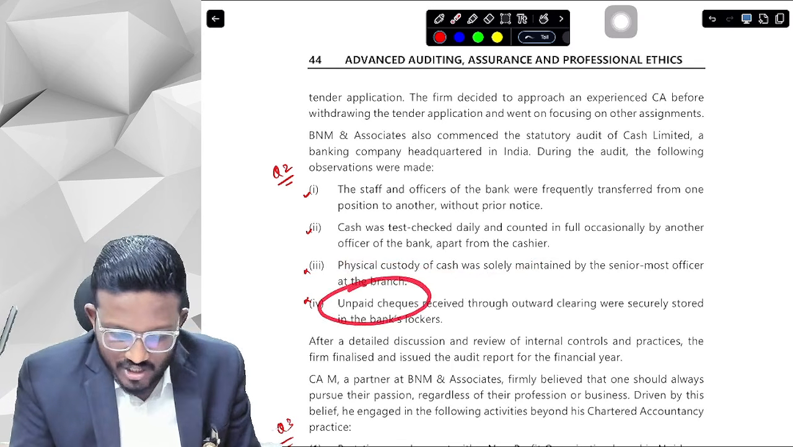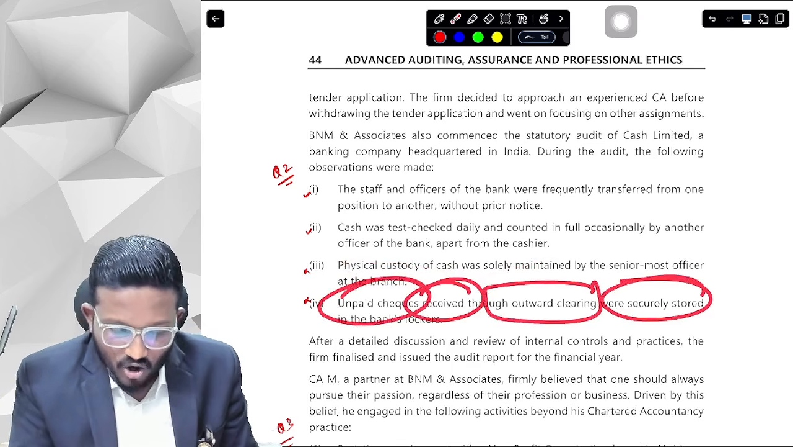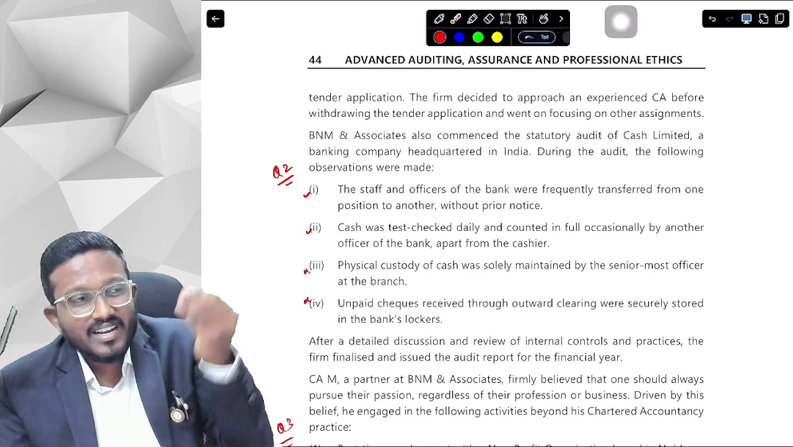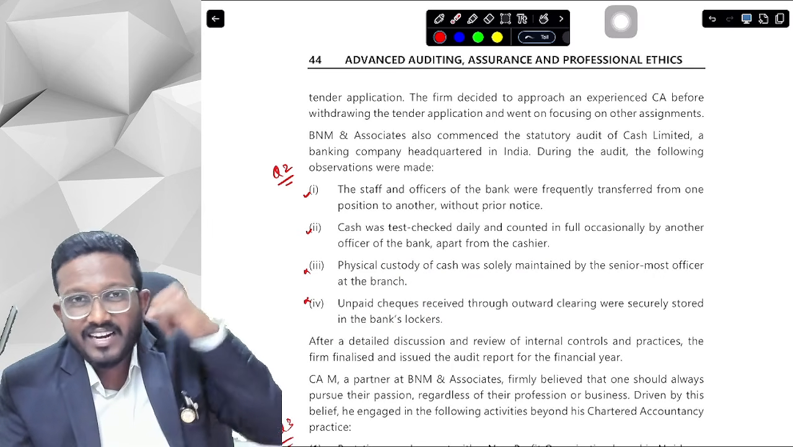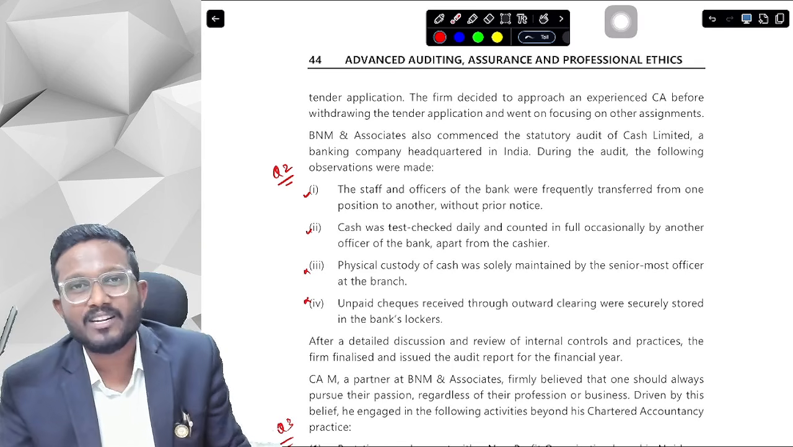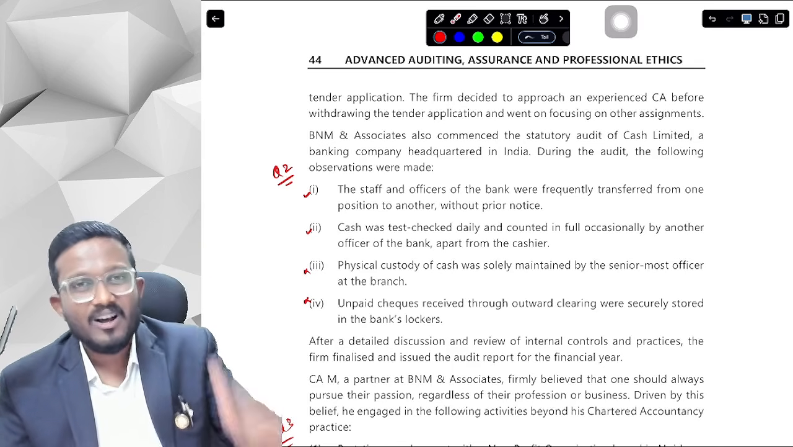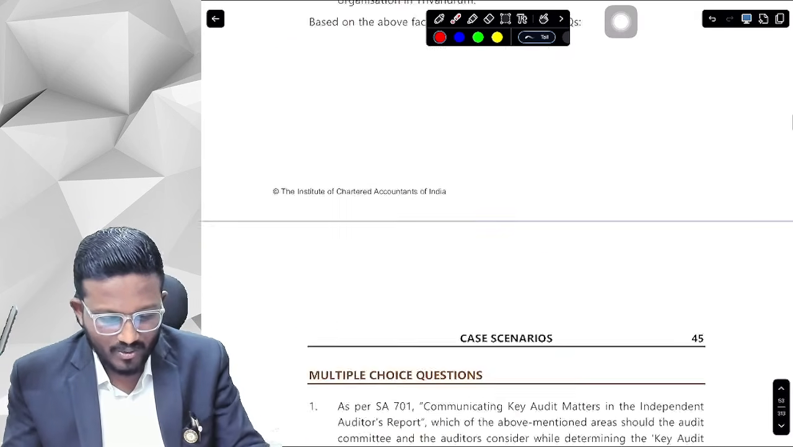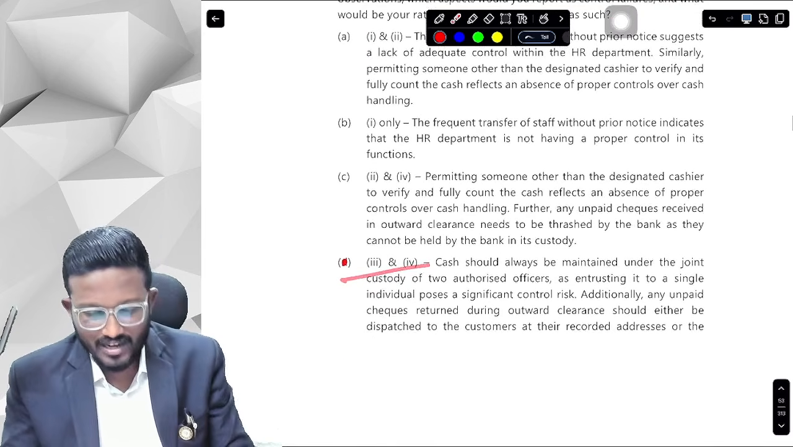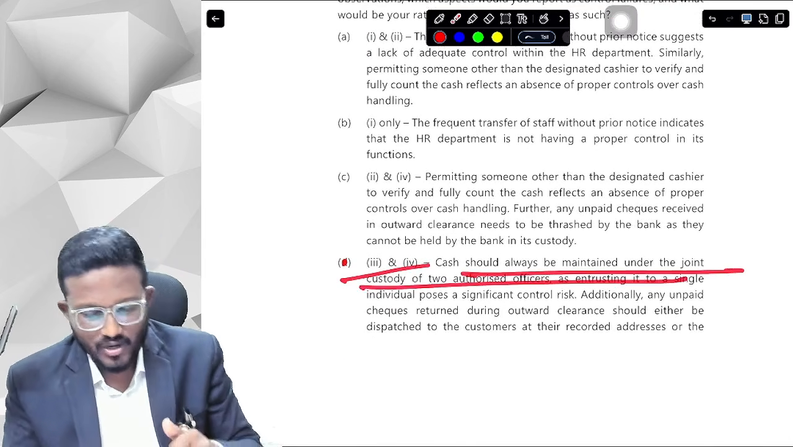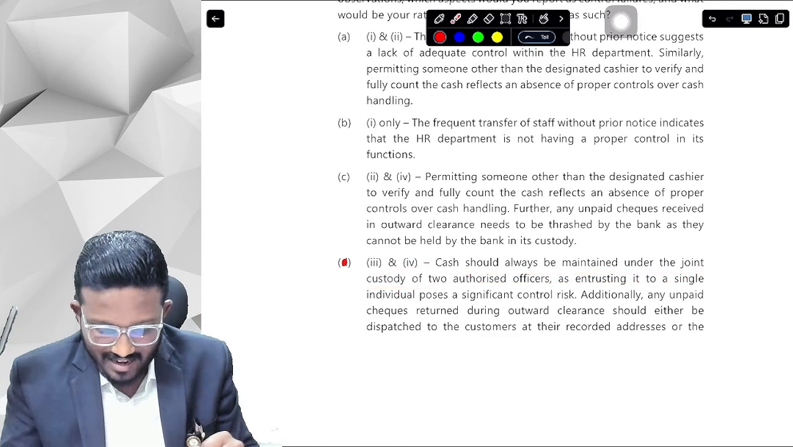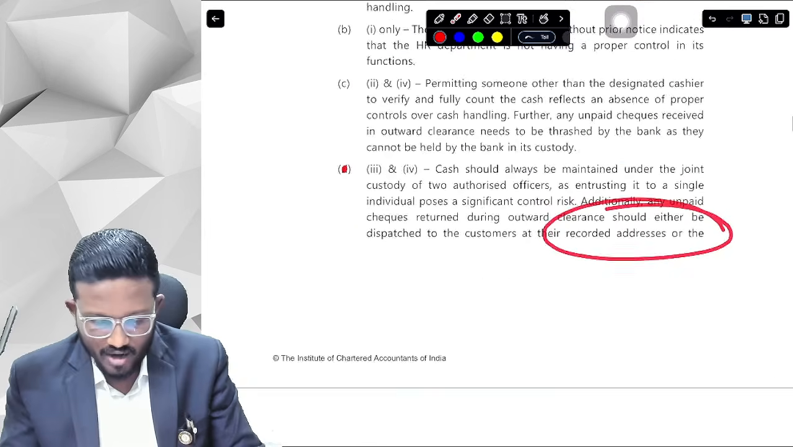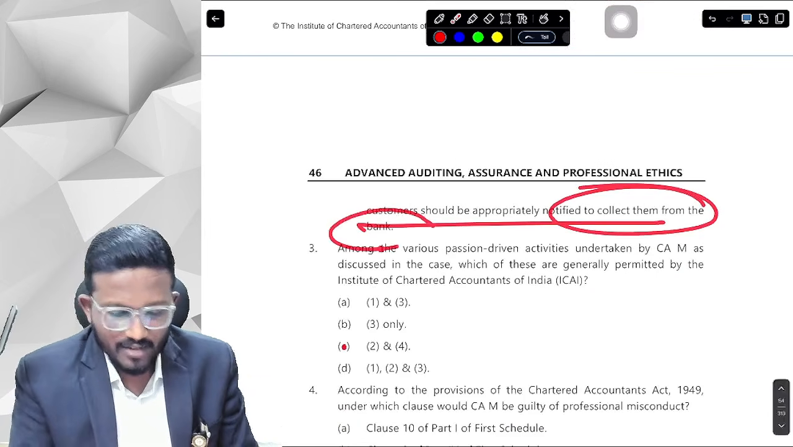Next, the unpaid checks received through the outward clearing were securely stored in the bank's locker. Bro, this is outward clearing. If there is any unpaid check, we need to either inform the customer or send the unpaid check back to the customer. Okay, yes sir. So this is also a control failure. So 3 and 4 are your control failures because cash should always be maintained under joint custody of 2 authorized officers, and unpaid checks of outward clearing should be either dispatched to the customer or we need to inform the customers to collect them from the bank.